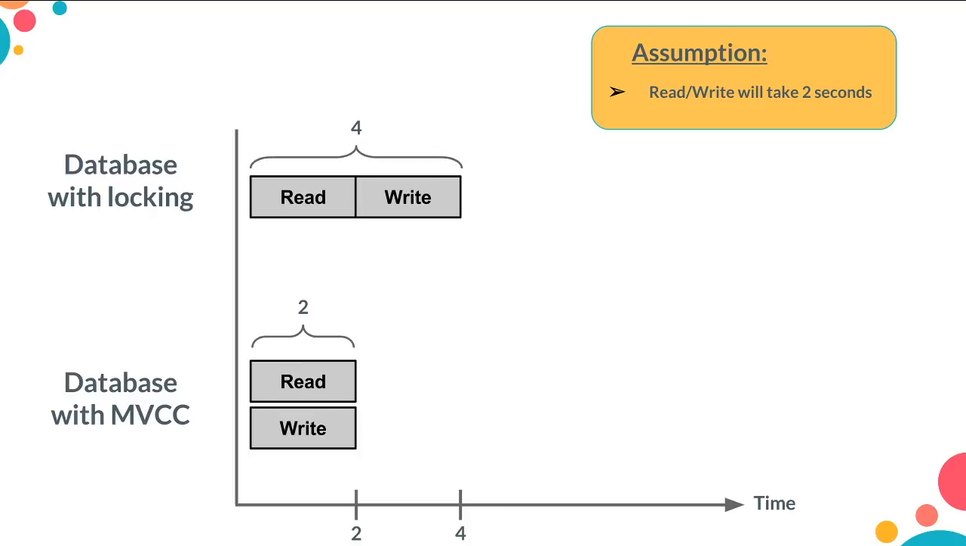To illustrate how much improvement in performance, let us use a simple scenario. The assumption is read or write task will take 2 seconds to complete. We gave each database a read and a write task. You could see that the database with locking will take 4 seconds to finish, while with MVCC, it only takes 2 seconds. And that is 100% difference in improvement.